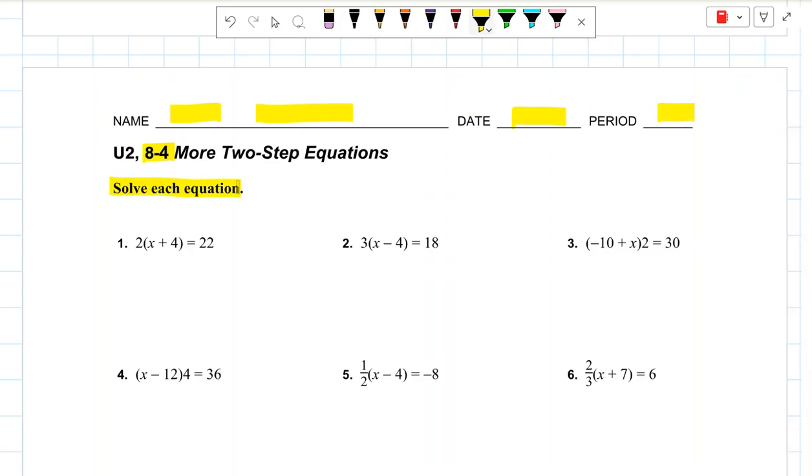Solve each equation. All right, just what we've been doing. So 2 times x and 2 times 4. Get rid of the 8s. Now watch this. I'm going to subtract 8. I usually add a -8, but this works too, as long as you're doing the property of equality. 22 take away 8 is 14. We'll divide by 2, and x is 7.